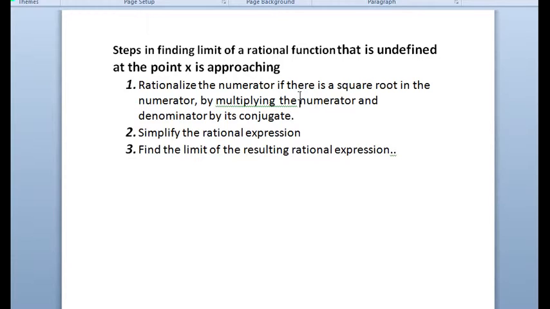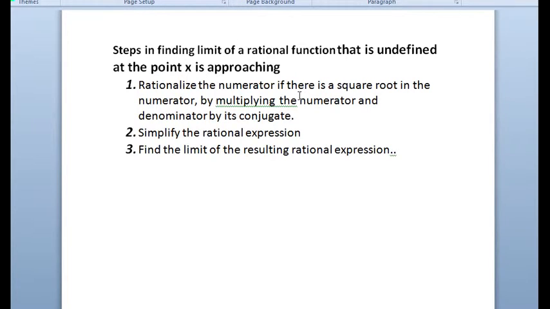Step number 2, you simplify the rational expression. Step number 3, you find the limit of the resulting rational expression.